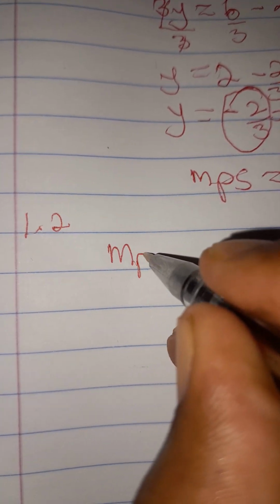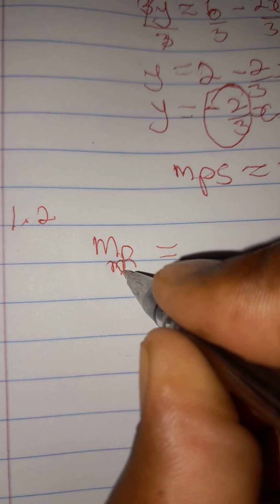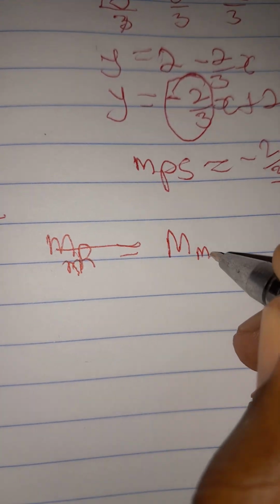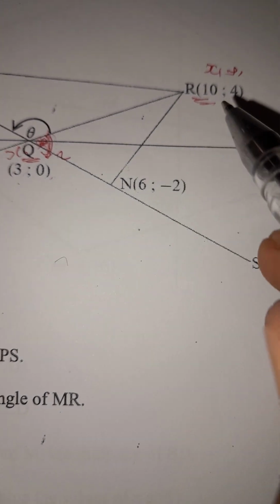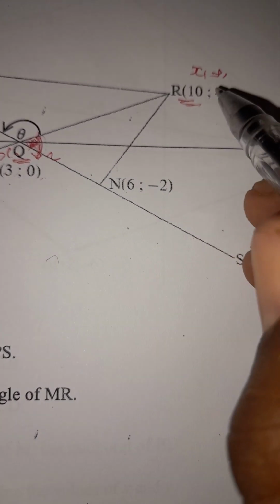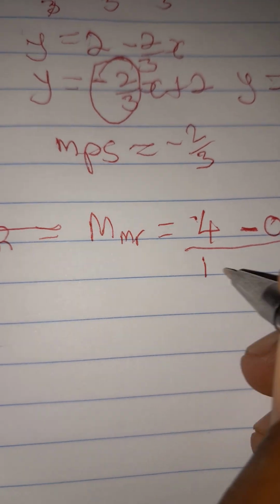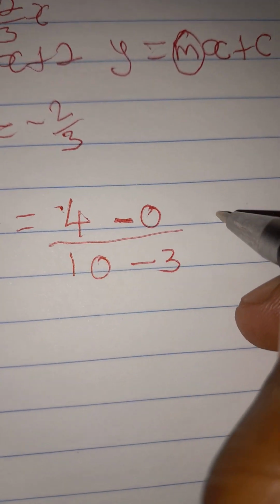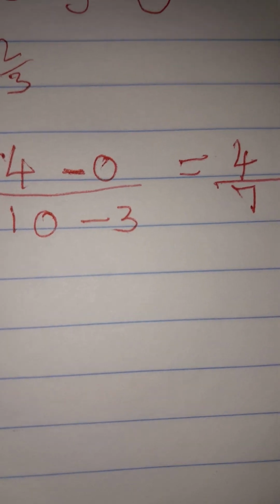We are on 1.2. Let's first find the gradient of MR. Let's take those coordinates. Remember, this is x1 and y1, x2 and y2. y2 will be 4, our y1 will be 0. Then we have 10 subtracted by 3. What is 4 minus 0? That will be 4. And what is 10 minus 3? That will be 7. So the gradient is 4 over 7.